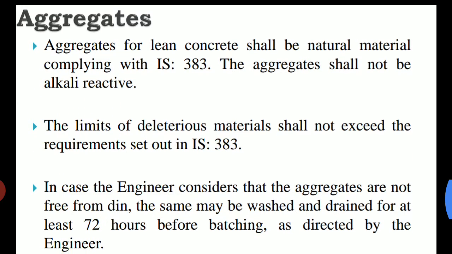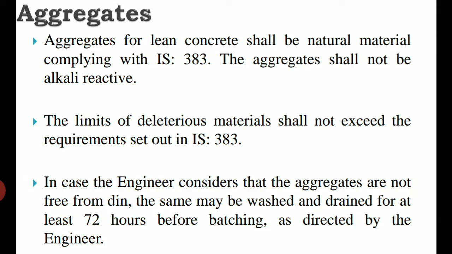And here the aggregates, whatever aggregates we are using in the lean concrete, shall be natural material complying with IS 383. The aggregates shall not be alkali reactive, because if you use alkali reactive aggregates in the construction, together with the cement and the water chemicals, it is going to produce alkali aggregate reactions. By this, cracks may develop and the strength may get reduced, so the properties of the concrete pavement may get reduced.